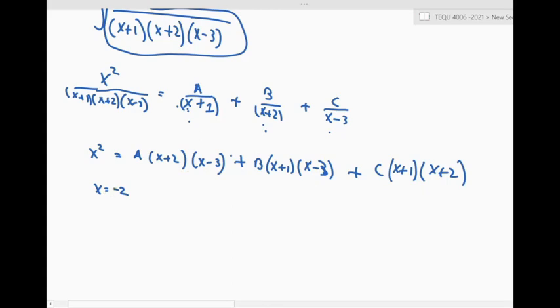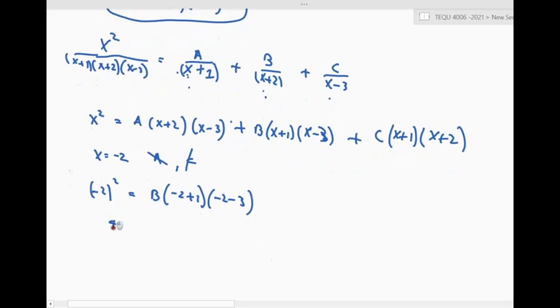So when you put x equal minus 2, we know that A and C will not be required. They are gone because you put -2, this is 0, this is 0, so you are only left with B, which in that case will be -2 squared. That will be -2 squared equal to the only thing that is left, that is B times -2 plus 1, -2 minus 3.